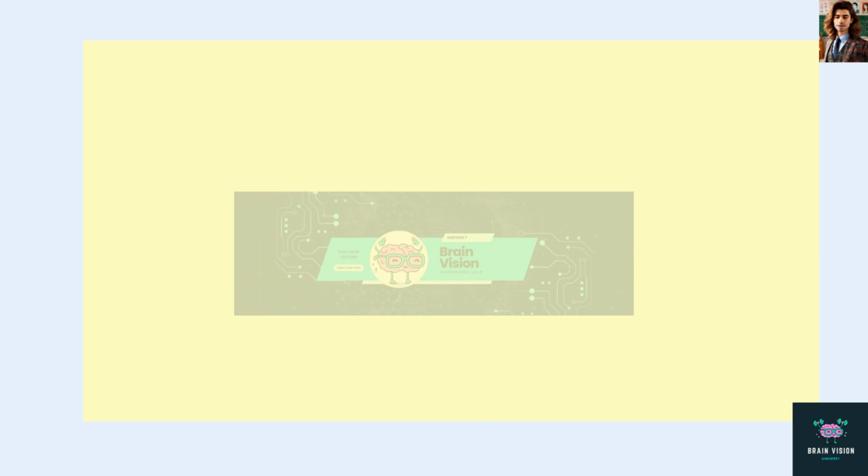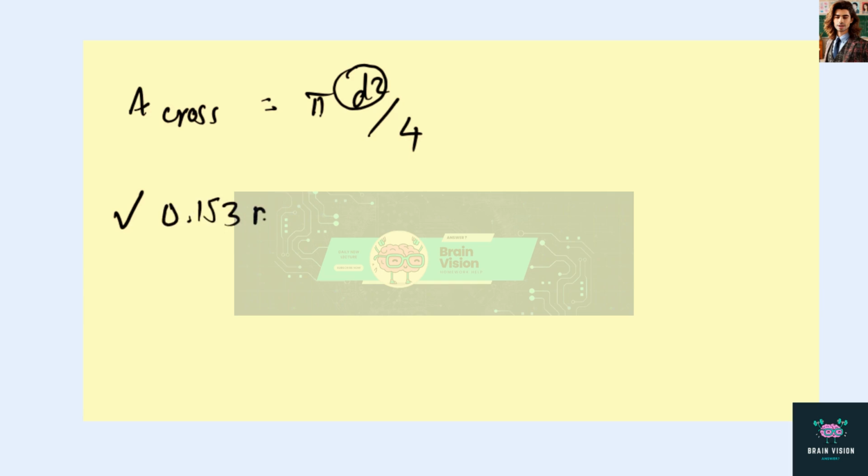Moving on to the last part here. So what we have is the following. We're solving for D in this case. So what we have is A cross is equal to pi D squared over 4. So solving for D in this instance. And when we solve for D, we have root of 0.153 meters squared, which is equal to 0.391 meters. That is equal to D.